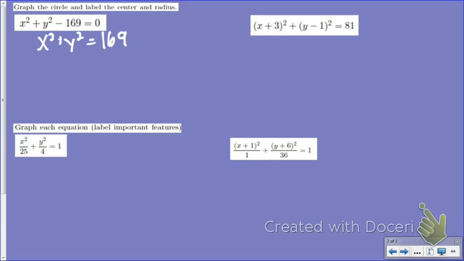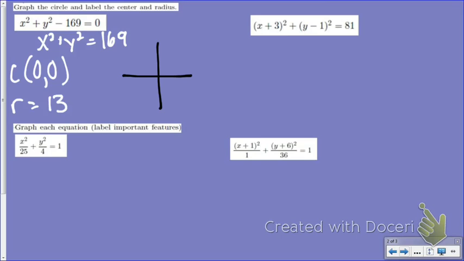And now this is in standard form, so I can just find my center, which is going to be at 0, 0, because I'm not subtracting anything with the x and the y. Then my radius, r squared, is 169, which means that r is 13. So then to draw my circle, I just need to go 13 away in every direction from my center. So I'll go up to 13, down to negative 13, over to 13, and over to negative 13. And those are the outermost points of my circle.